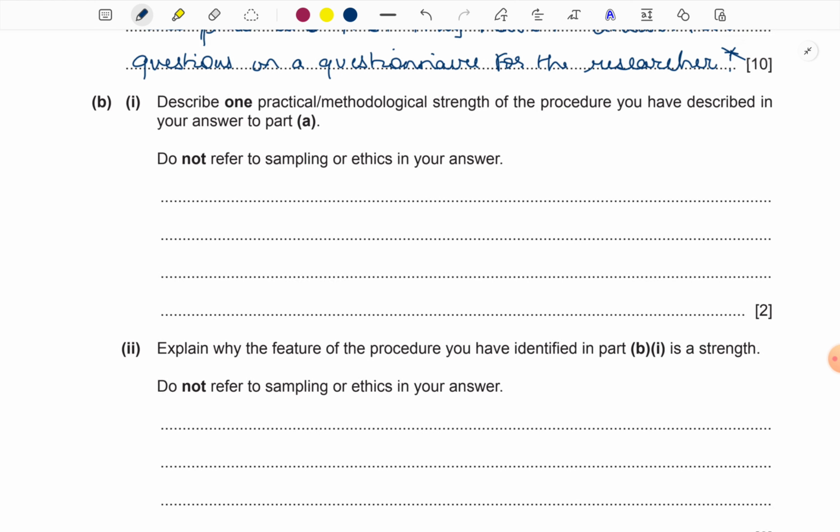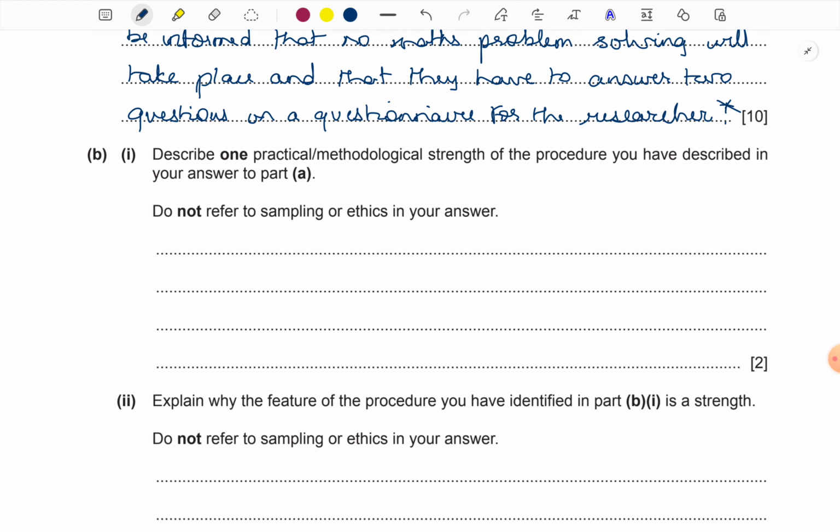Okay, now let's see the follow-up questions and answer those also quickly. They are going to be simple strengths, weaknesses type of 2 markers, which you can answer in 1 minute each. Describe one practical methodological strength of the procedure you have described in the answer. In one of the previous videos of this series, I remember I have mentioned, practical just means not ethical. They didn't ask you to specify ethics. Definitely they're not going to be asking you about ethics, and they're kind enough to mention again that do not refer to sampling or ethics in your answer. So hopefully you haven't unnecessarily spoken about ethics in the 10 marker part, and definitely you should not be referring to something which is not there in the 10 marker.